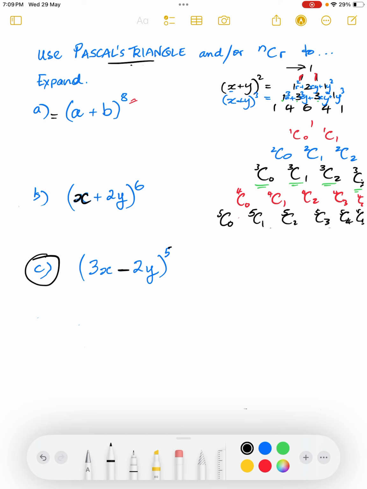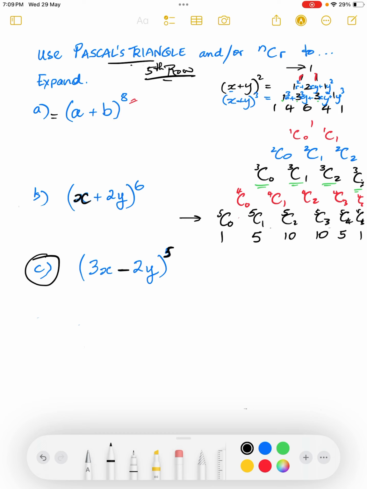And we've got it to the power of 5, so we're going to be using the fifth row in Pascal's triangle to help us. And the fifth row is down here. If you calculate 5C0, that's 1. 5C1, that's 5. 5C2, that's 10. 5C3 is the same as 5C2, because 3 and 2 make 5. 5C4 is the same as 5C1. And 5C5 is the same as 5C0, which is 1. These are going to be our coefficients.